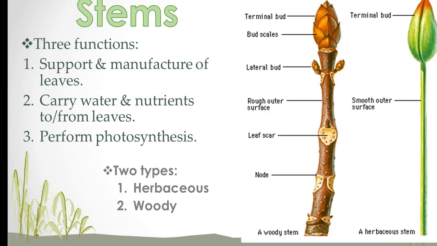All right, moving on to stems. They have three functions. They support and manufacture the leaves. So they're holding onto the leaves, which we know are important because that's where the food is made. They carry water and nutrients to and from the leaves. And some of them will actually perform photosynthesis, because there's two types of stems we see over here to the right. The herbaceous type is this green one over here.